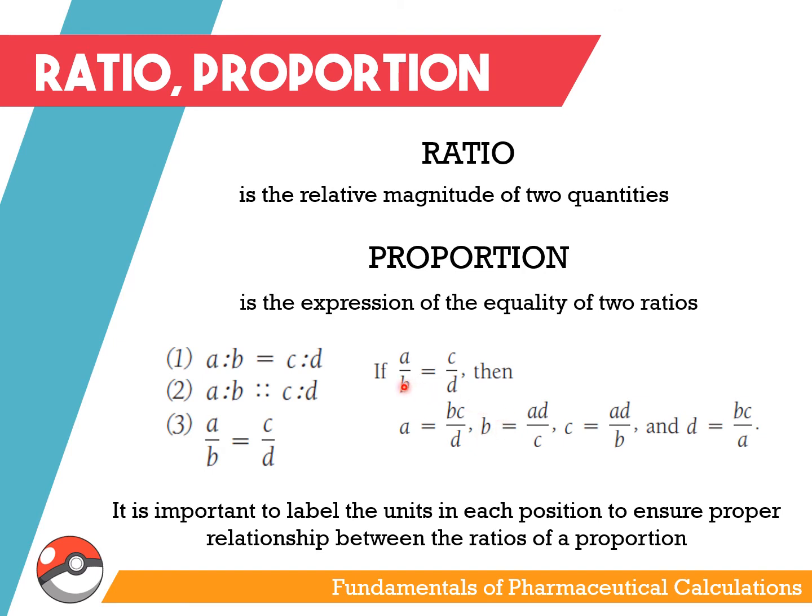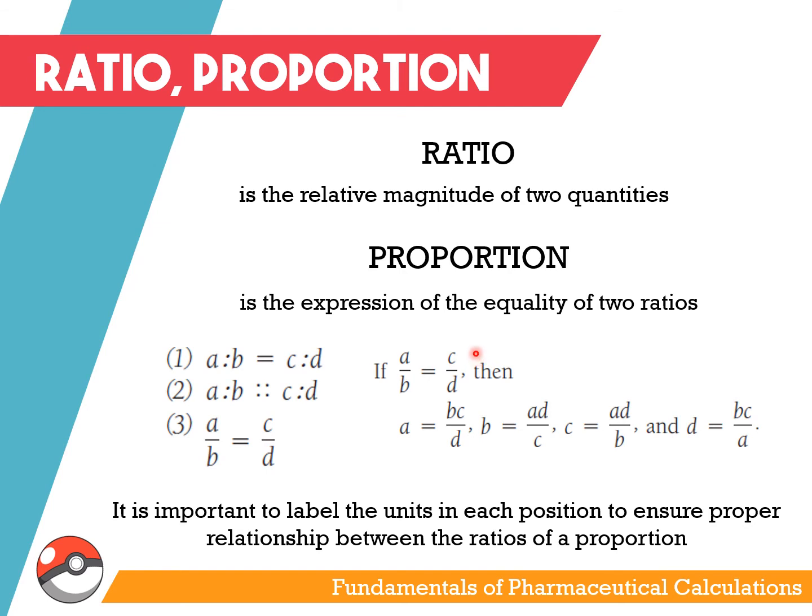B is in the denominator. So how do you find B? If you cross multiply A with D, you won't get B is equal to C over A times D. What you need to do is to cross multiply A to D and B to C. So you will have A times D is equal to B times C.